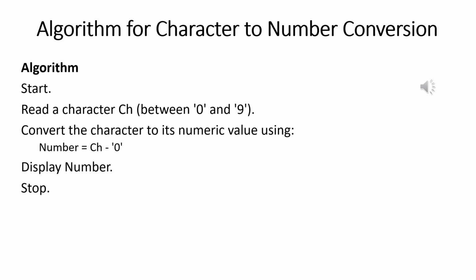Algorithm for character to number conversion. First step, start, then read the character which is between 0 and 9. Then convert the character to its numeric value using the equation number equals character minus '0'. Then display the number. Finally, stop the algorithm.